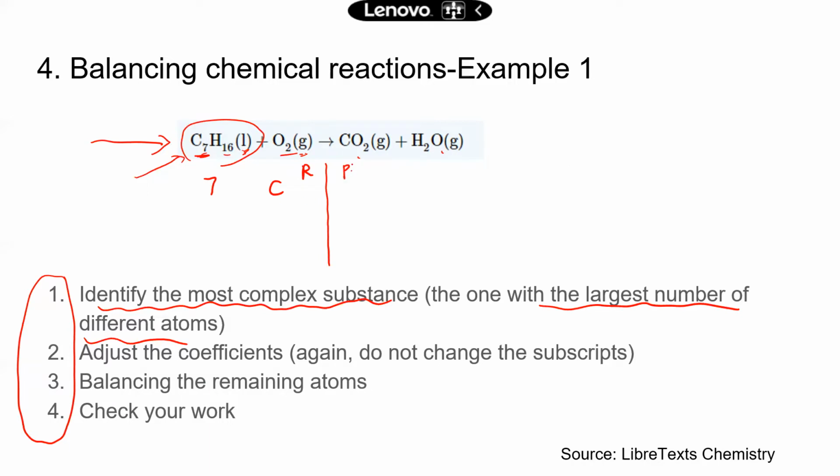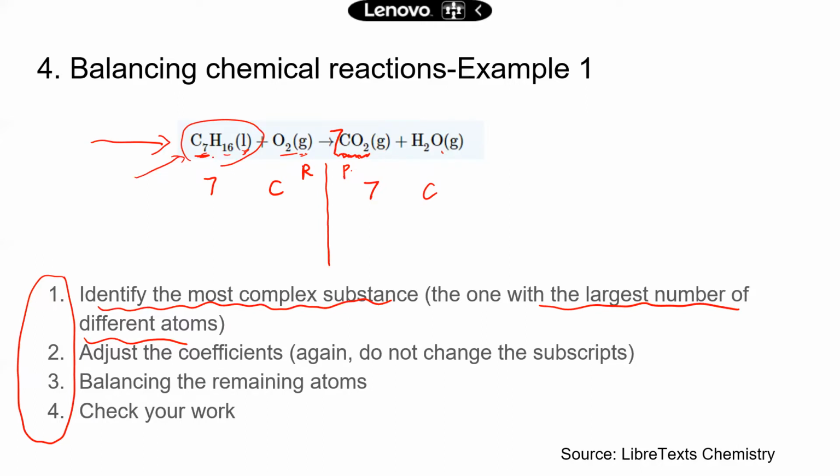So if I start with 7 carbons, that means I gotta have 7 carbons in the end, right? And only carbon dioxide has carbon. So that means I need to give carbon dioxide a coefficient of 7. So now I have 7 carbon, and now carbon is balanced.